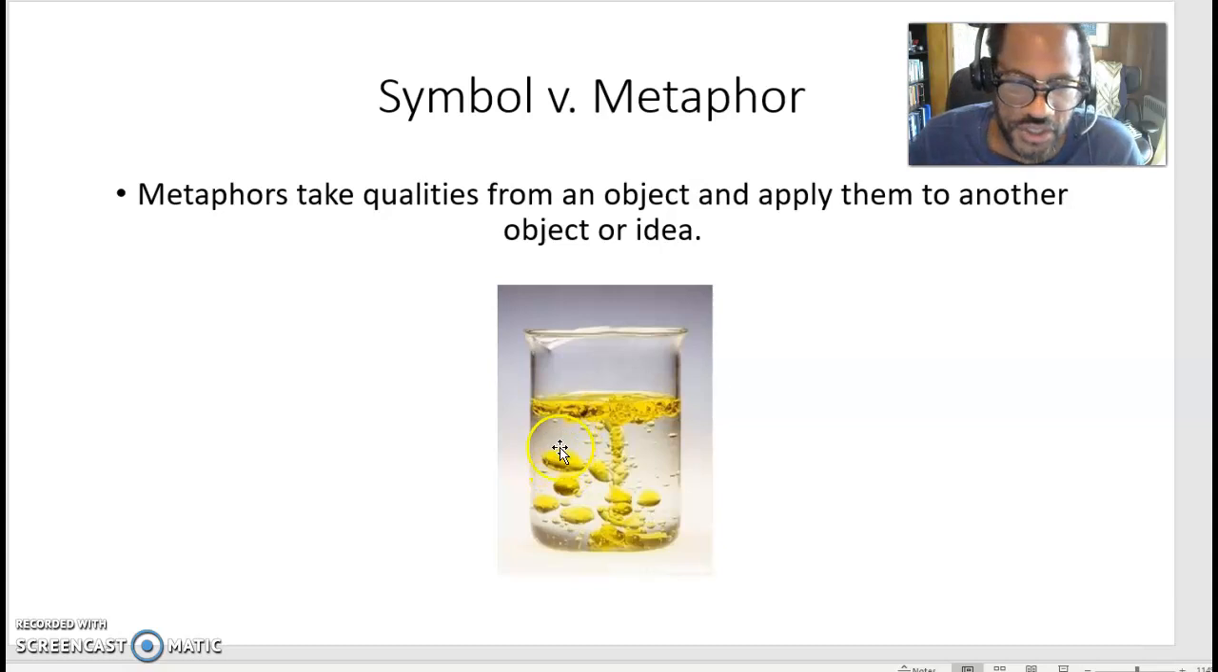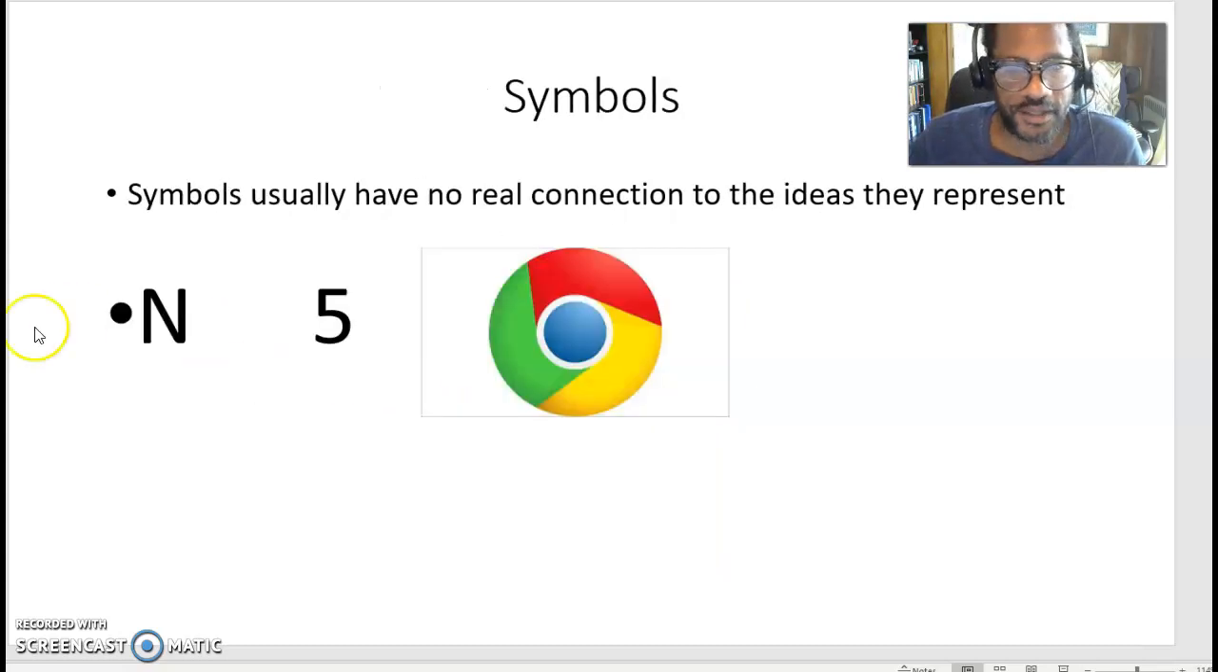There's a relationship between these two. But again, going back to the symbols, there's nothing about N that tells us anything about the sound. There's nothing about 5 that tells us how many objects we have. There's nothing about this Google Chrome symbol that tells us what this application can do. And so recognize the difference between those two.